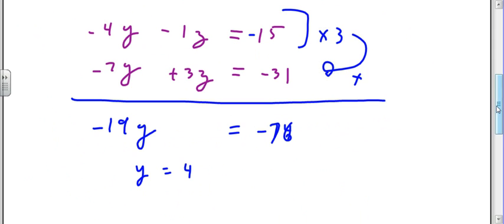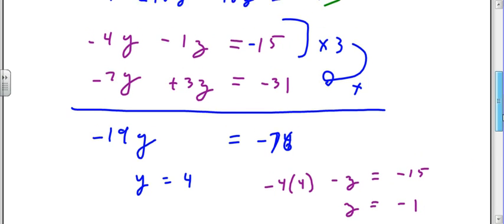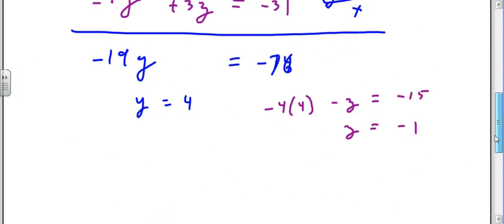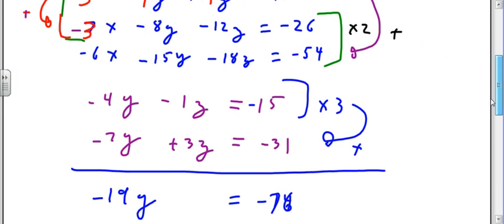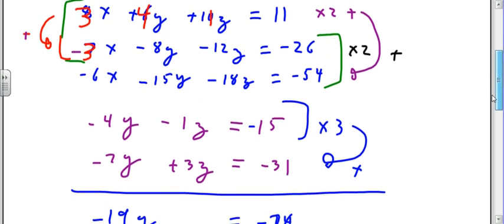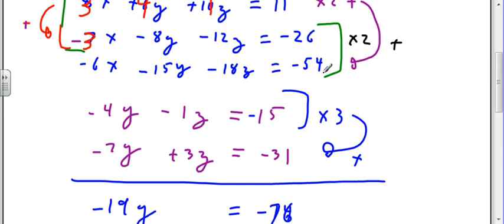So if y is equal to 4, then I can figure out what z is. Minus 4 times 4 minus z has to be minus 15. So z has to be minus 1. And I come back up and z is minus 1. Okay, so now I know z and I know y. Now I can come back up here and come up with an x.